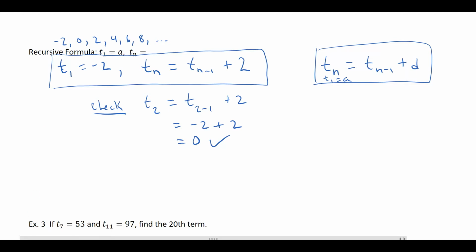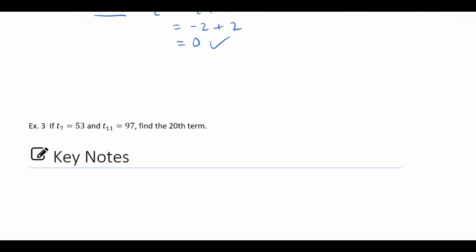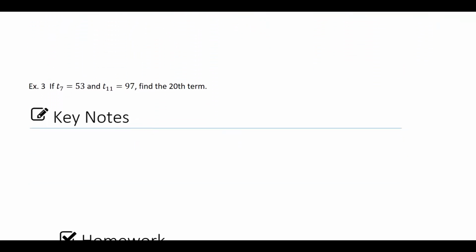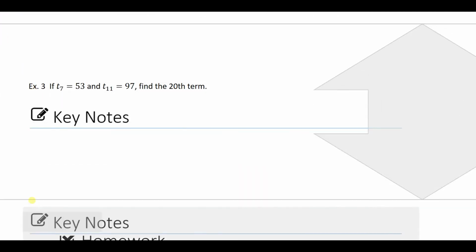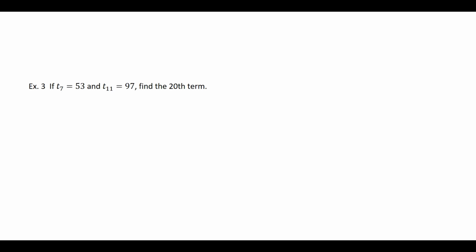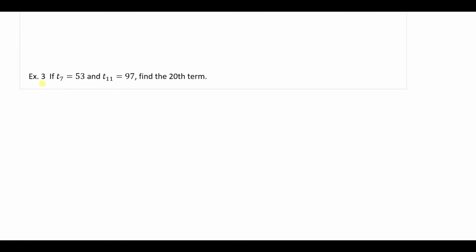Okay, our final example. For our final example, if T7 is equal to 53 and T11 is equal to 97, find the 20th term.